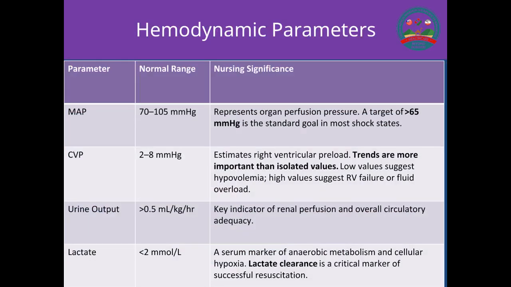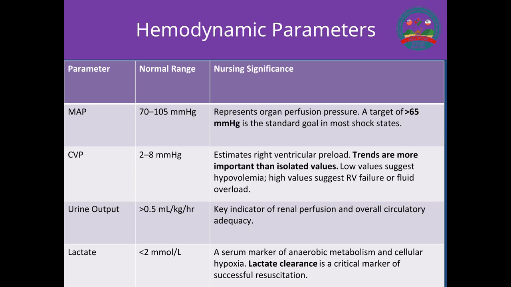When we interpret hemodynamic data, a few key parameters guide most of our clinical decisions. MAP, normally 70 to 105 millimeters of mercury, reflects overall organ perfusion pressure. For unstable or shock patients, maintaining a MAP above 65 millimeters of mercury is the usual target to protect vital organs. CVP, with a normal range of 2 to 8 millimeters of mercury, tells us about right ventricular preload. What matters most is not a single number but the trend. Low CVP may indicate hypovolemia, while high CVP can suggest right ventricular failure or fluid overload.